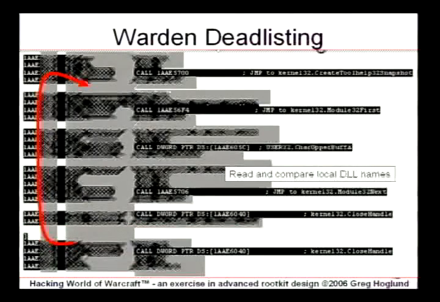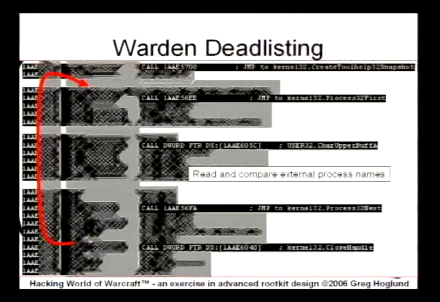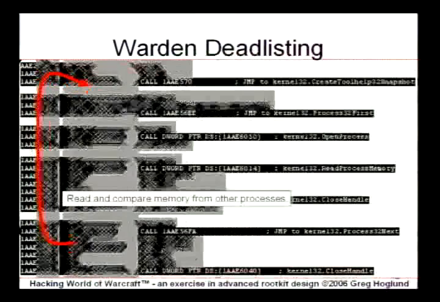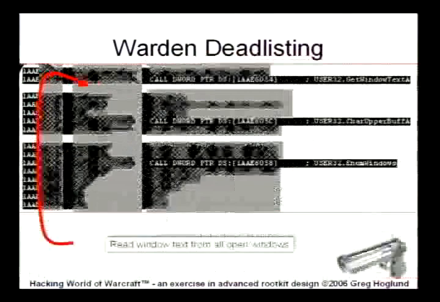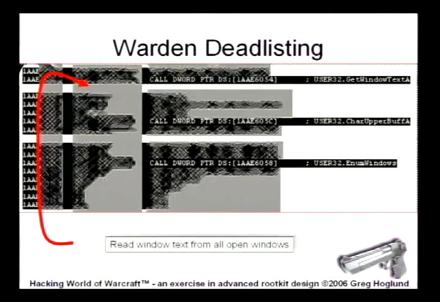Here's the part of the Warden client that reads and compares all the local loaded DLL names, looking for bad DLL names, names of DLLs that it knows belong to botting programs. Here it is going through all the external processes and comparing their names to a list of bad stuff. Now here's a really interesting one. It's actually opening and reading all the memory out of the other processes on your system. And then finally, last but not least, here's the loop that enumerates all your windows and grabs all the window text.